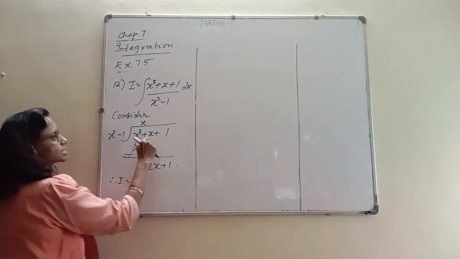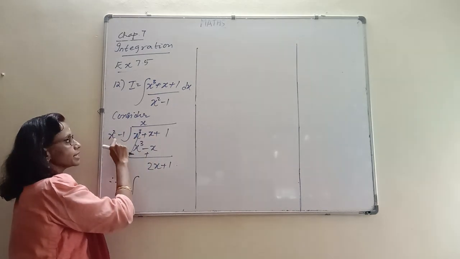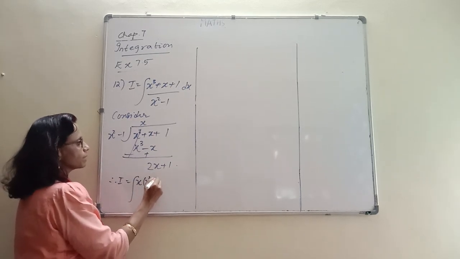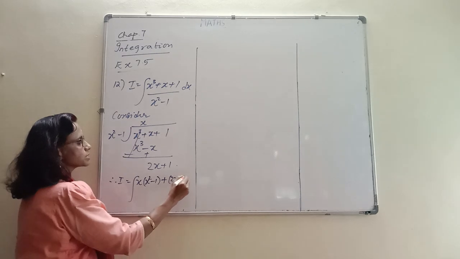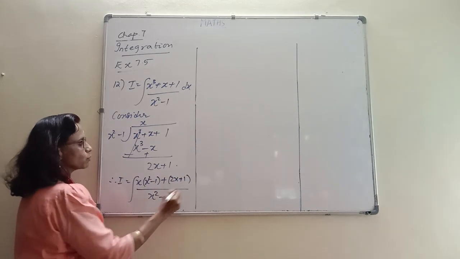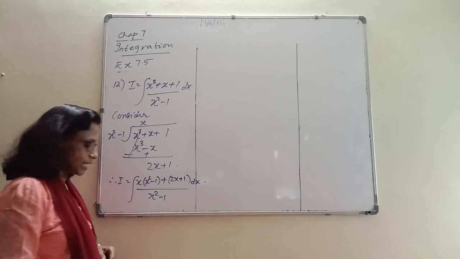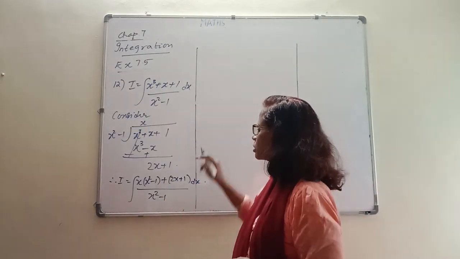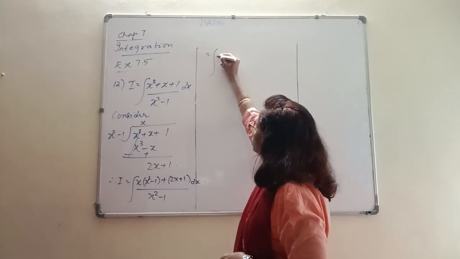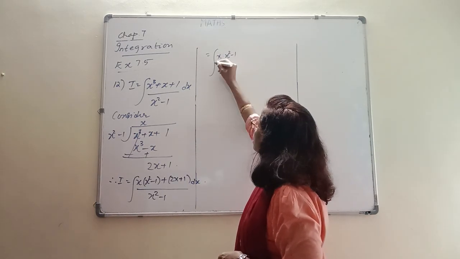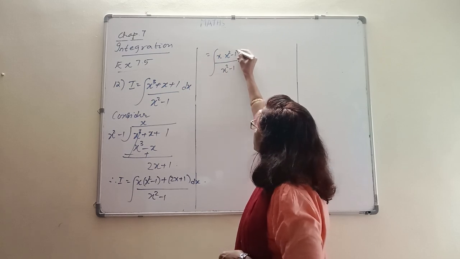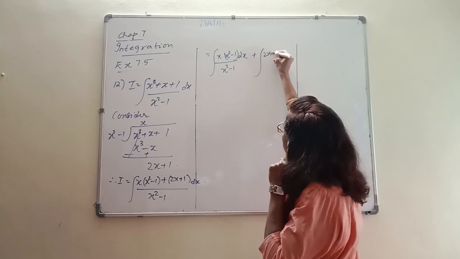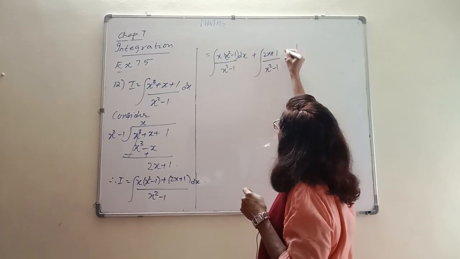This is our dividend, which is x cube plus x plus 1. We are replacing it by divisor into quotient plus remainder. So it is going to be x times x square minus 1 plus 2x plus 1 over x square minus 1. What have we done? We have used the fact that dividend equals divisor into quotient plus remainder. Now because the denominator is common to both these fractions, let's split it up. It will become the integral of x times x squared minus 1 over x squared minus 1, the first part, and the second part is going to be the integral of 2x plus 1 over x squared minus 1 dx.